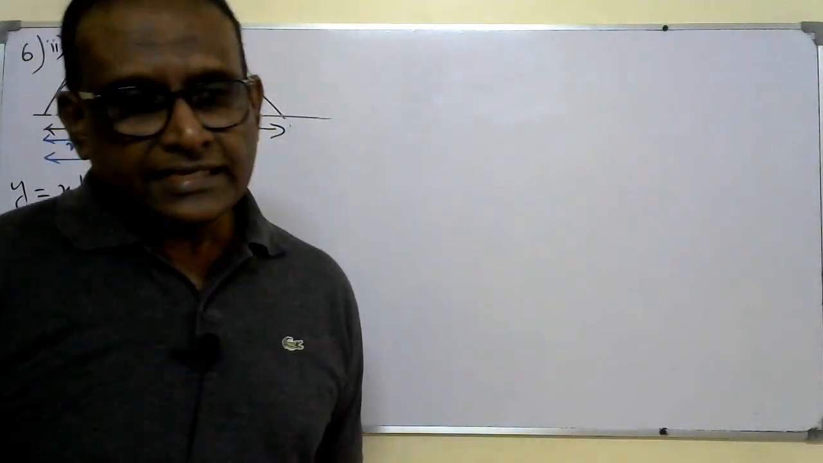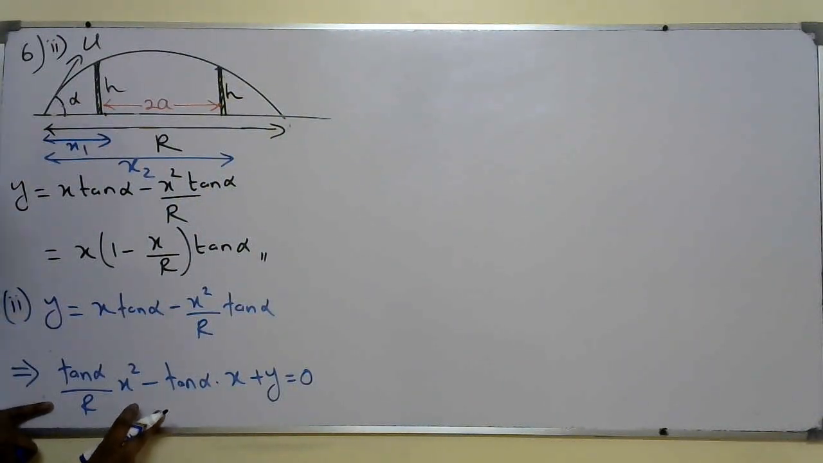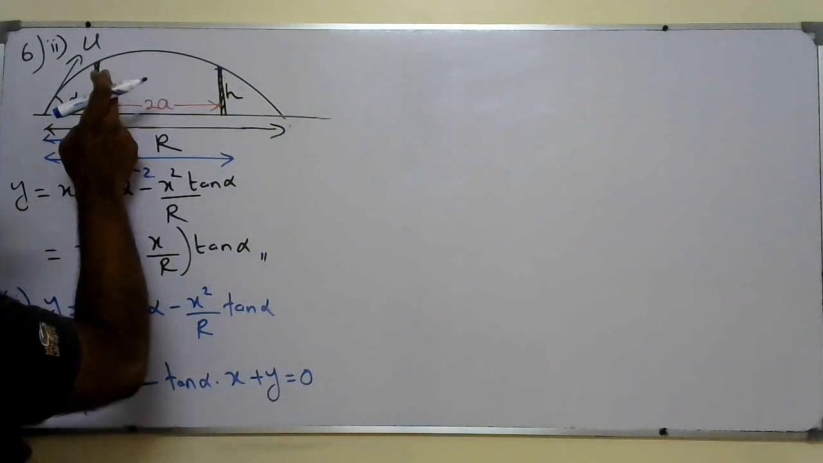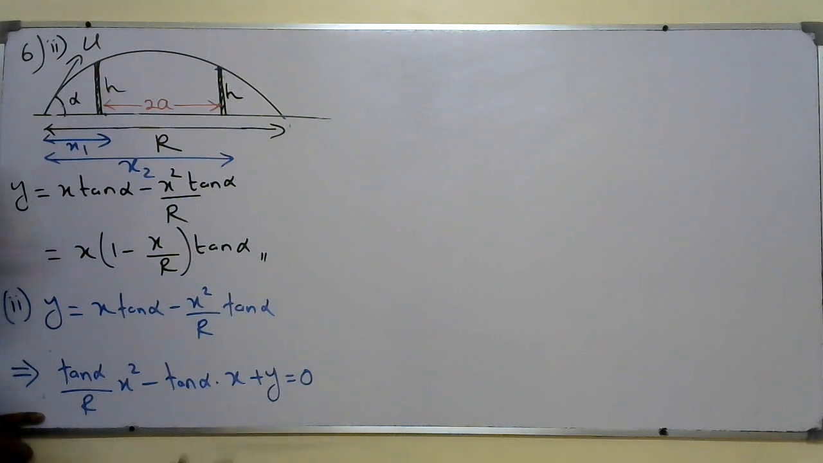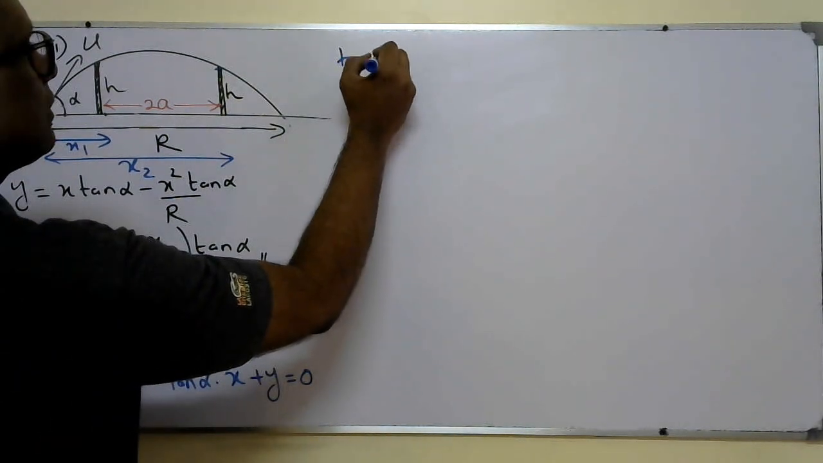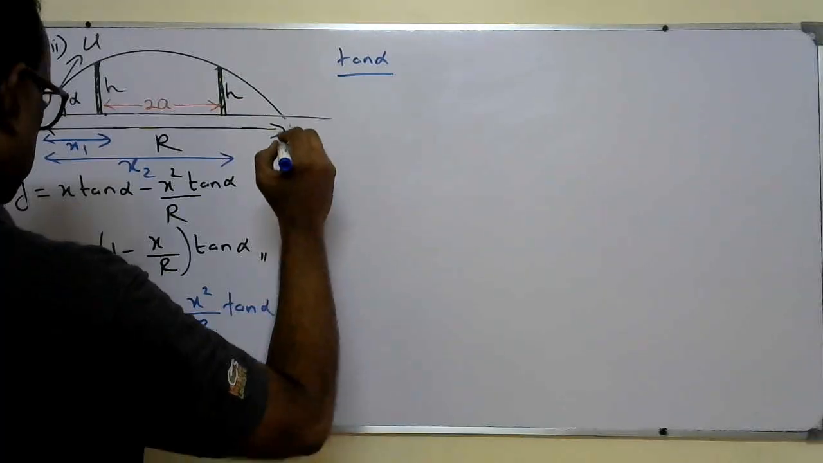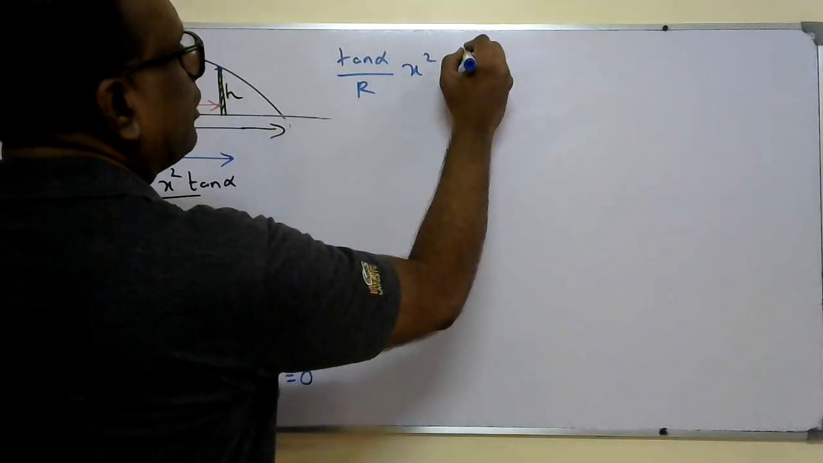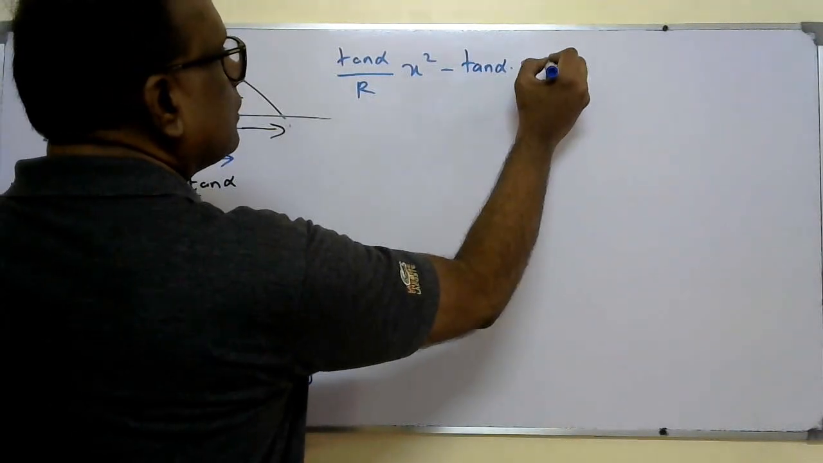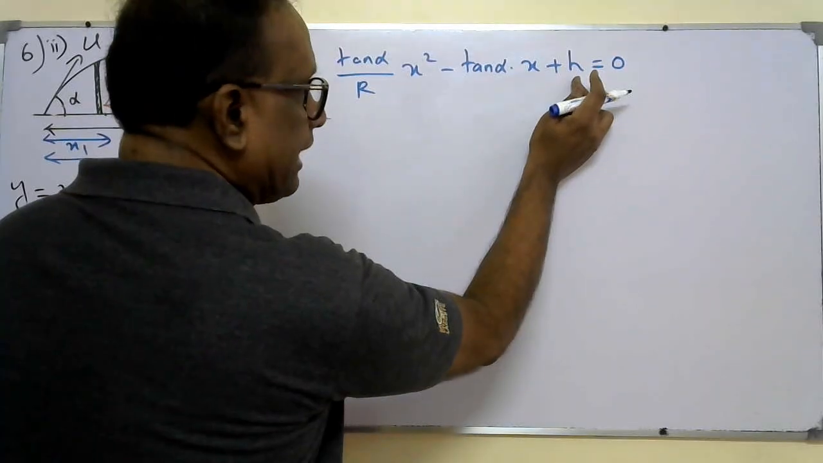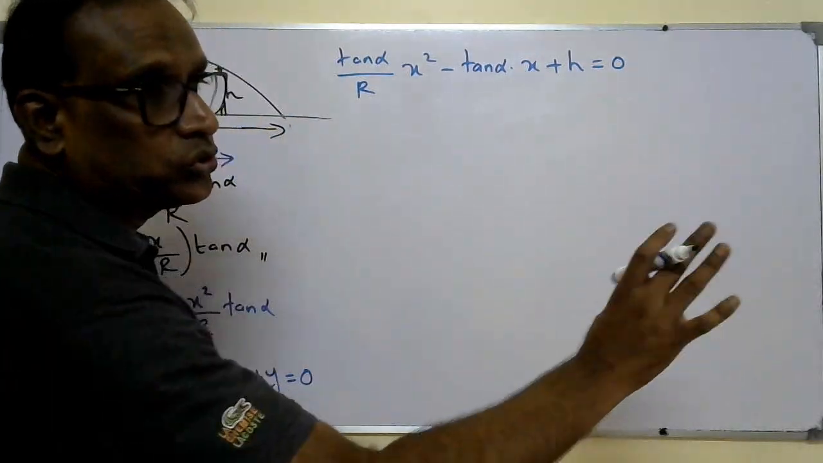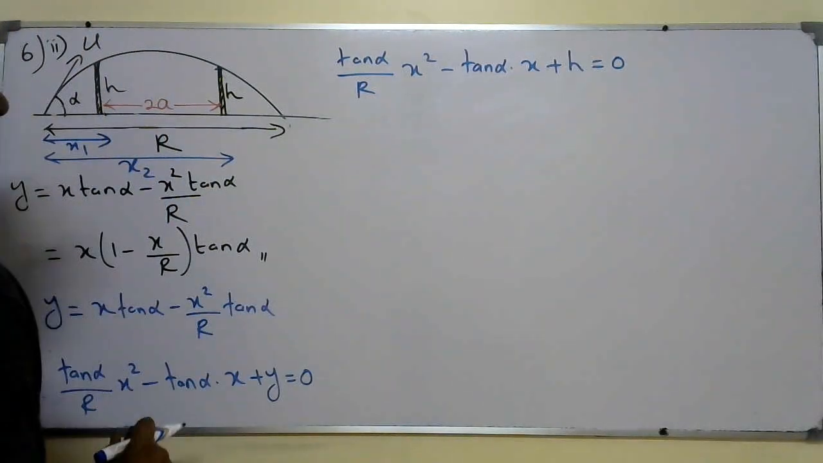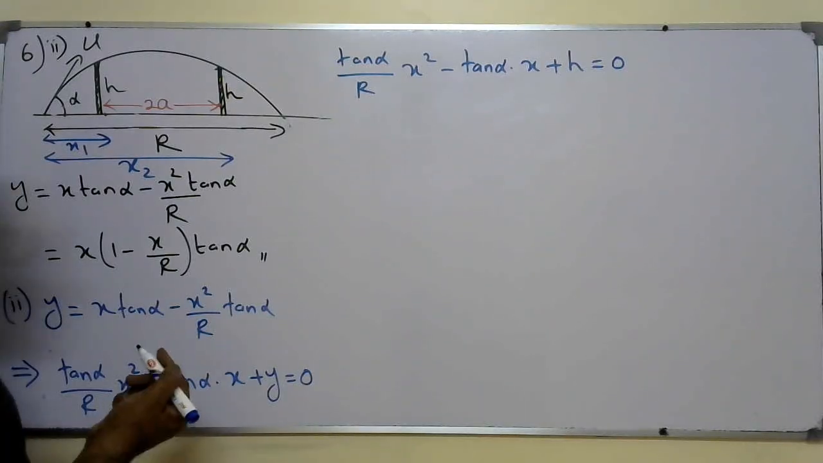Okay, so if it has two solutions or two roots, x1 and x2, it's a quadratic equation. So y is the height for the same height, y is h. So I can rewrite this tan alpha over r x squared minus tan alpha x plus h. H is the height. For the same height h, there are two solutions, two roots for x. X is the horizontal displacement. That's the idea. So if I say the roots are x1, x2, I already showed that on the diagram.